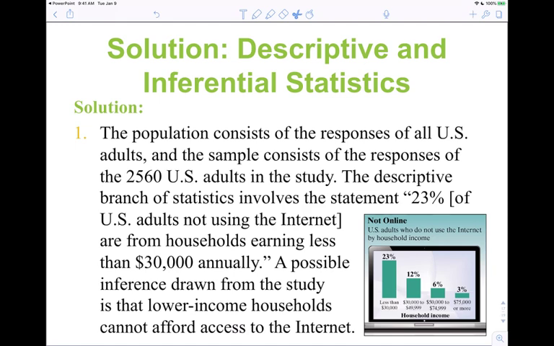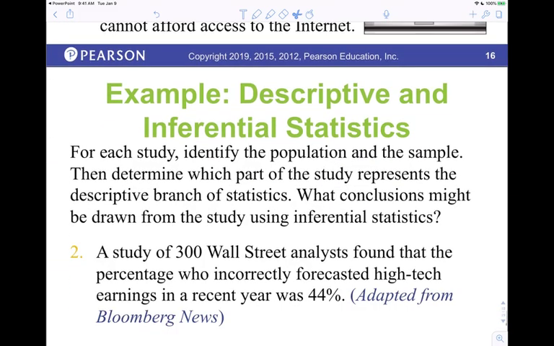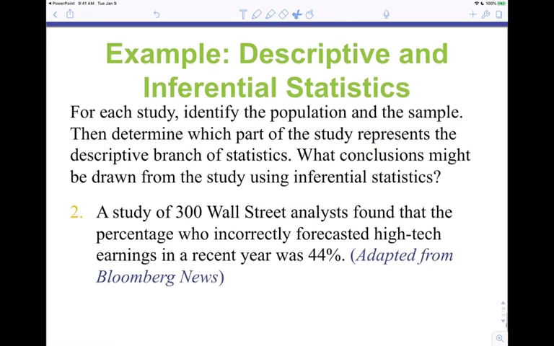Let's see what's next. Okay, let's try this one. For each study, identify the population and the sample, then determine which part is the descriptive branch and what conclusions. A study of 300 Wall Street analysts found that the percentage who incorrectly forecasted high-tech earnings in a recent year was 44%.